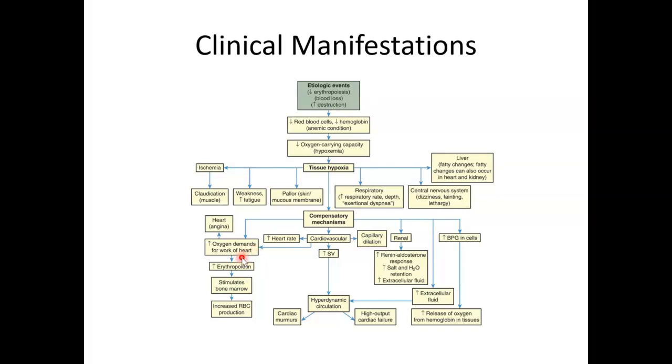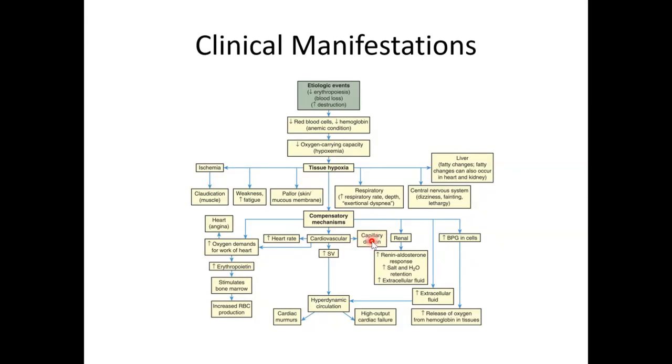Increased oxygen demand for work of the heart. Okay, so if somebody has anemia and their oxygen demand increases, it can cause somebody to have some angina, right? So they're not getting enough oxygen to their heart muscle. Increased erythropoietin is going to occur. We talked about the negative feedback system that stimulates the bone marrow and will increase red blood cell production, and hopefully then that's the course that it will take, and the person will be better. So that's a compensatory mechanism as well.